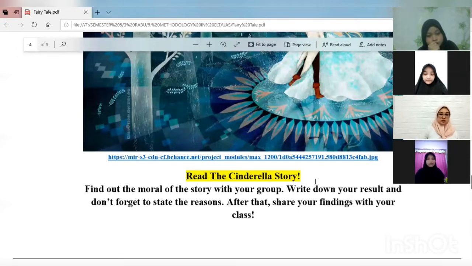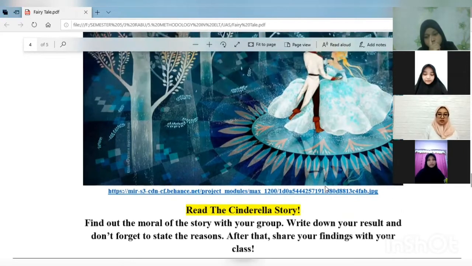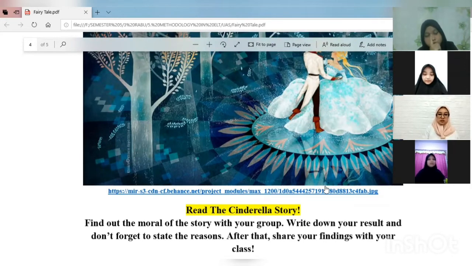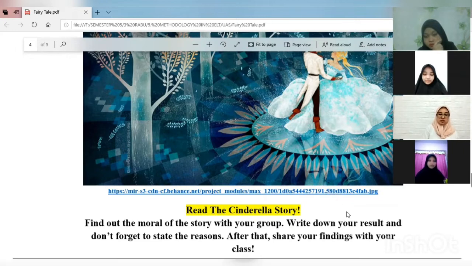I will share it in the WhatsApp group, and I want you to find out the moral of the story with your group. I will divide you by two, and I want you to write down your result, and please don't forget to state the reasons. After that, share your findings with your class. Write it in a Word document and share it in the WhatsApp group, okay?